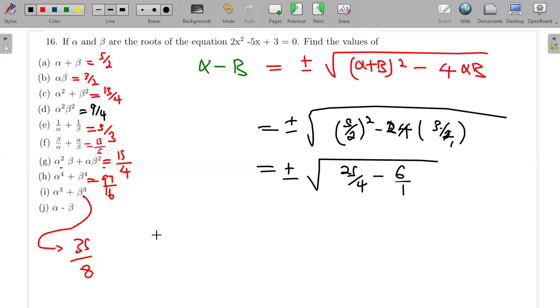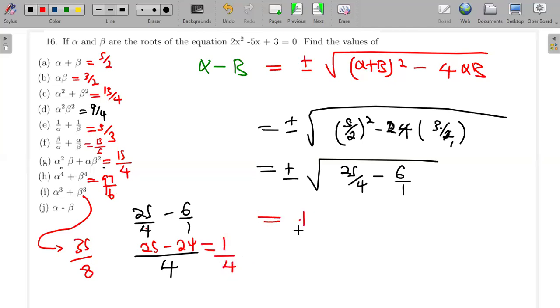So I can combine this. That will be 25 over 4 minus 6 over 1, divided by 4. So 4 into this 4 will just be 1. Then 1 multiplied by 25, 25, minus 6 into 4, 4 multiplied by 6, 24. So this will just be equal to 1 over 4. So this will be equal to plus or minus the root of 1 over 4. So this will be the same as plus or minus, what is the root of 1?